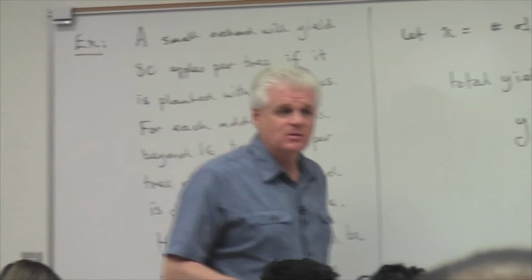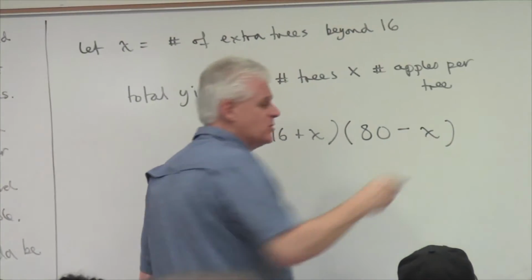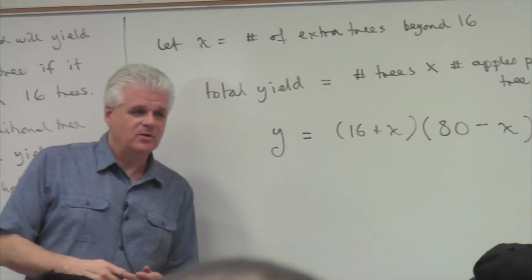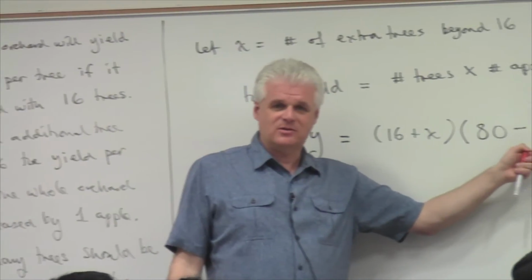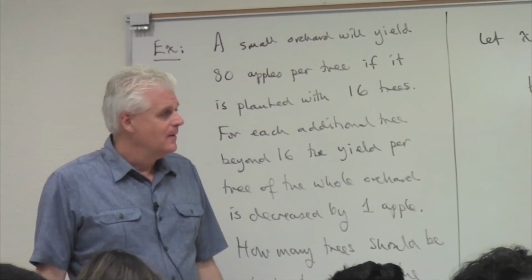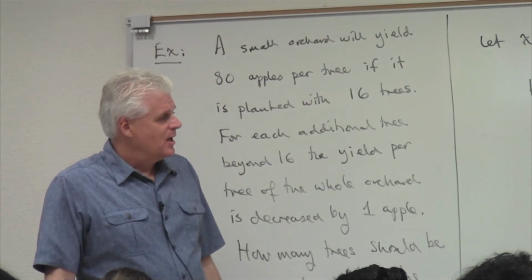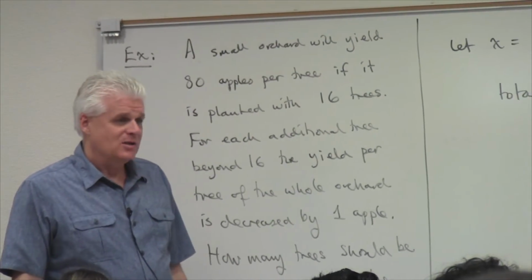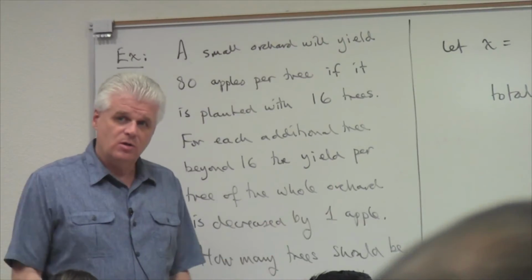So it'd be 1x. Now, I don't always go with 1 apple. Sometimes I go with 2 apples. So that would have been 2x, or whatever. Exactly. Does that make sense? So 16 plus x times 80 minus x. That's the yield of the whole orchard.